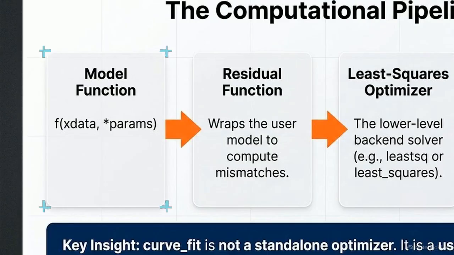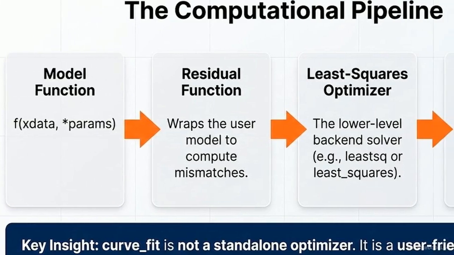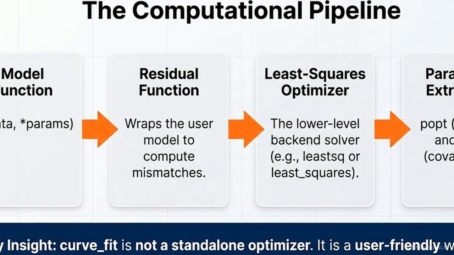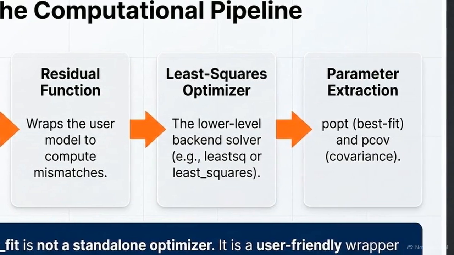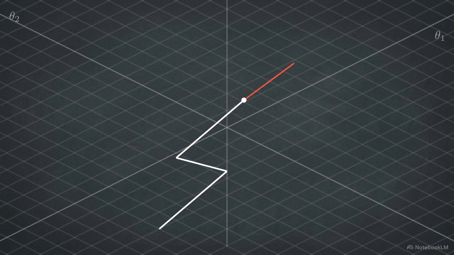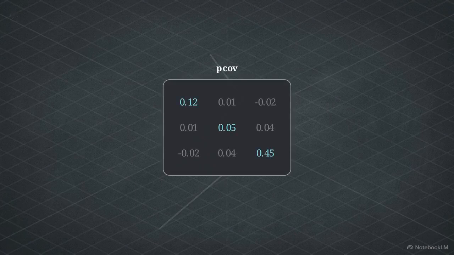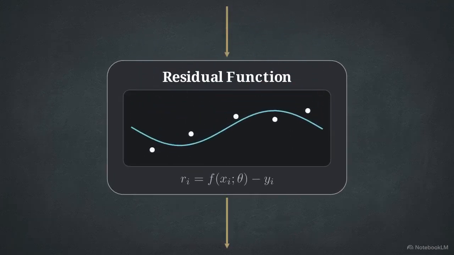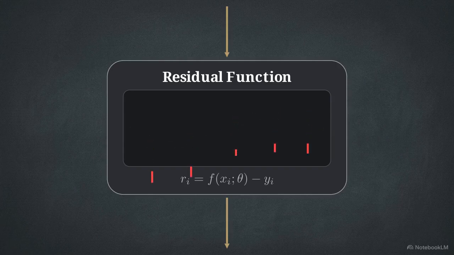To achieve this, the input data flows through a strict four-step computational pipeline. This diagram maps the process. The user's model function is wrapped into a residual function, passed to a least squares optimizer, and finally extracted as the optimized parameter and covariance arrays. By tracing the mathematical logic at each step of this pipeline, we can observe exactly how the engine navigates parameter space, why certain fits fail silently, and what the resulting covariance matrix actually measures. The critical work begins in the second stage of the pipeline, where the wrapped function computes the objective.